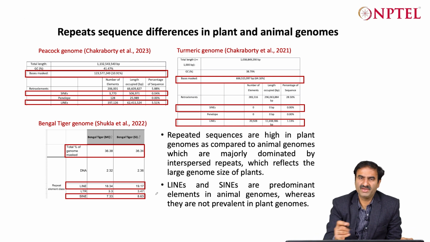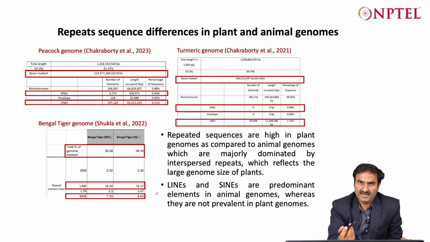For example, in the peacock genome, which is a bird genome, you can see it has SINEs, Penelope, and LINEs. Basically all these repeats are there, and they occupy a considerable portion of the genome, but LINEs are the most frequent.